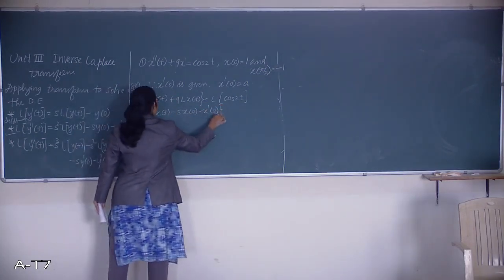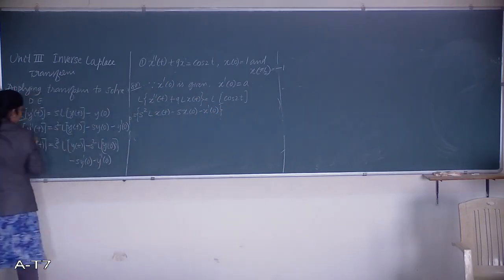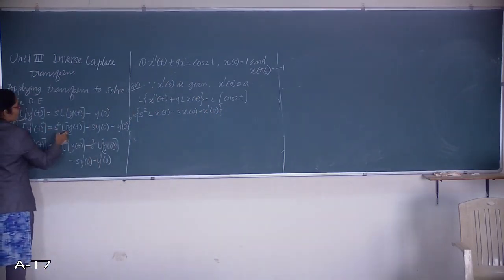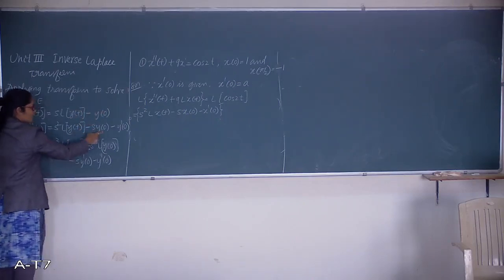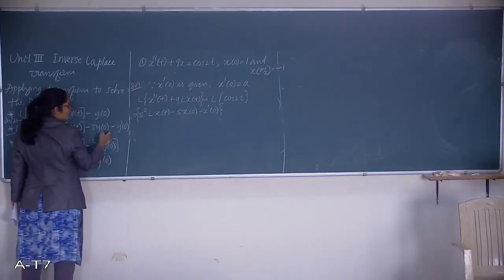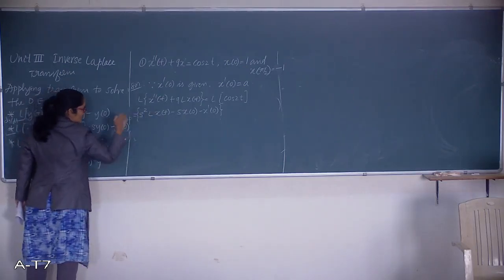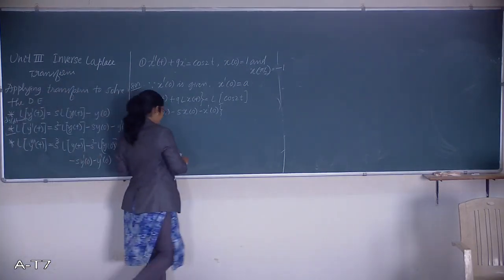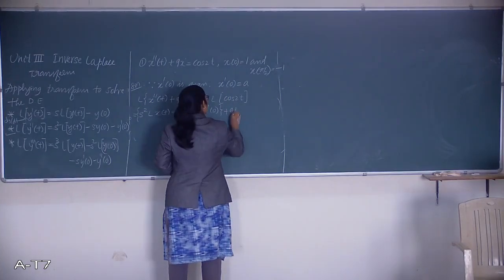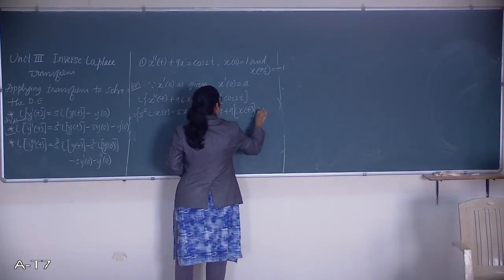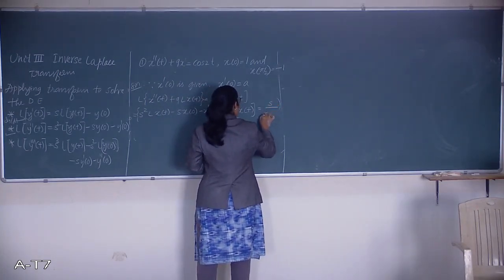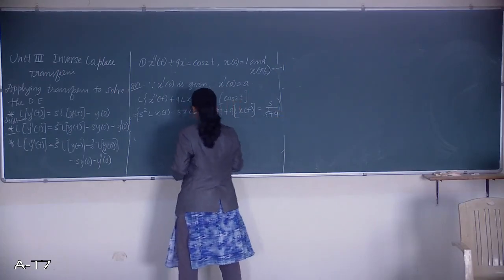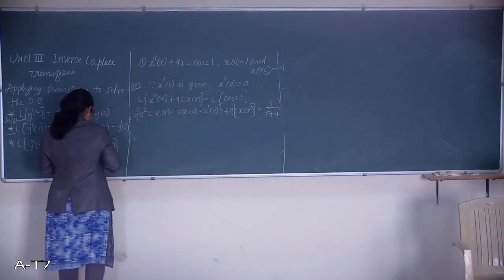Hope you are getting the second formula I have used: s square L of x of t, minus s x of 0, minus x dash of 0. The second term as it is, 9 L of x of t. The Laplace of cos 2t is s divided by s square plus 2 square, that is 4.